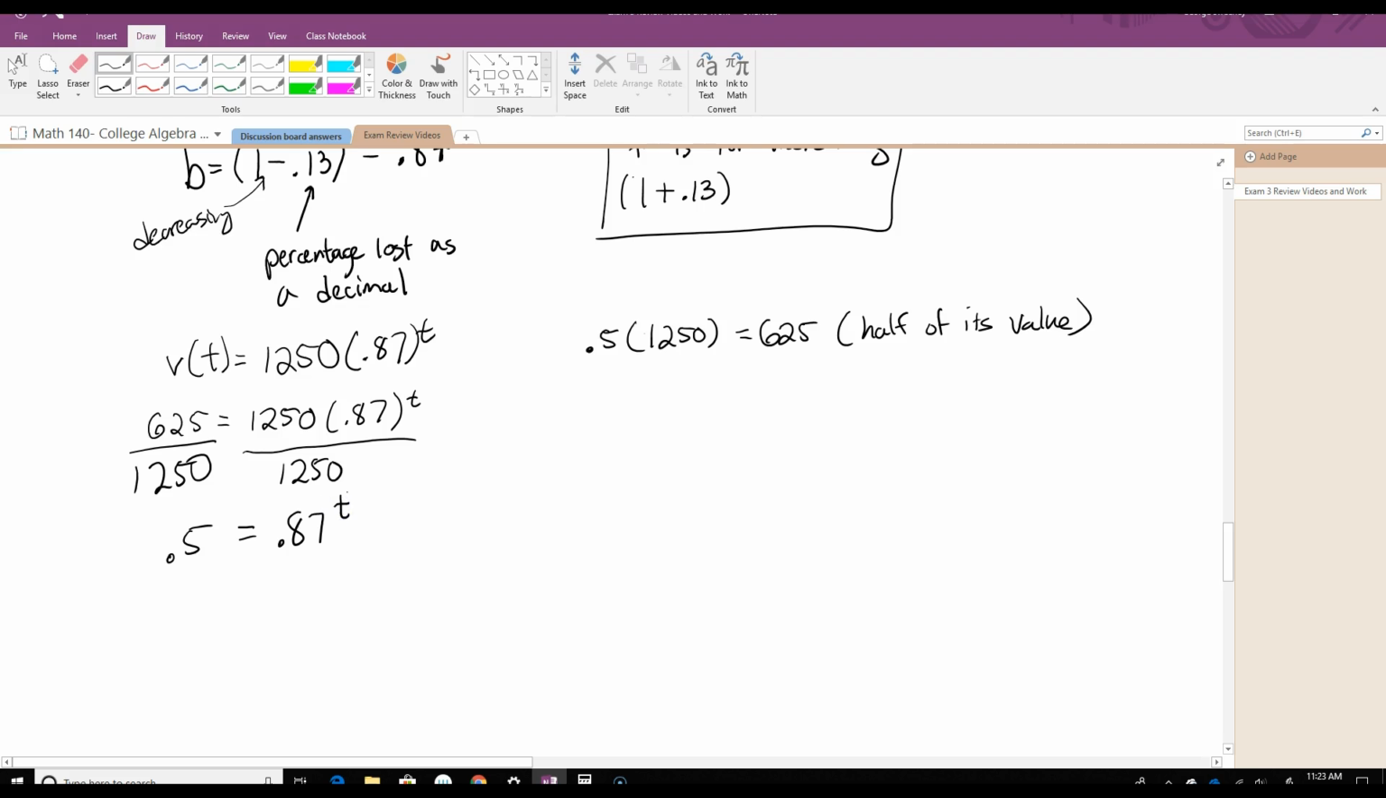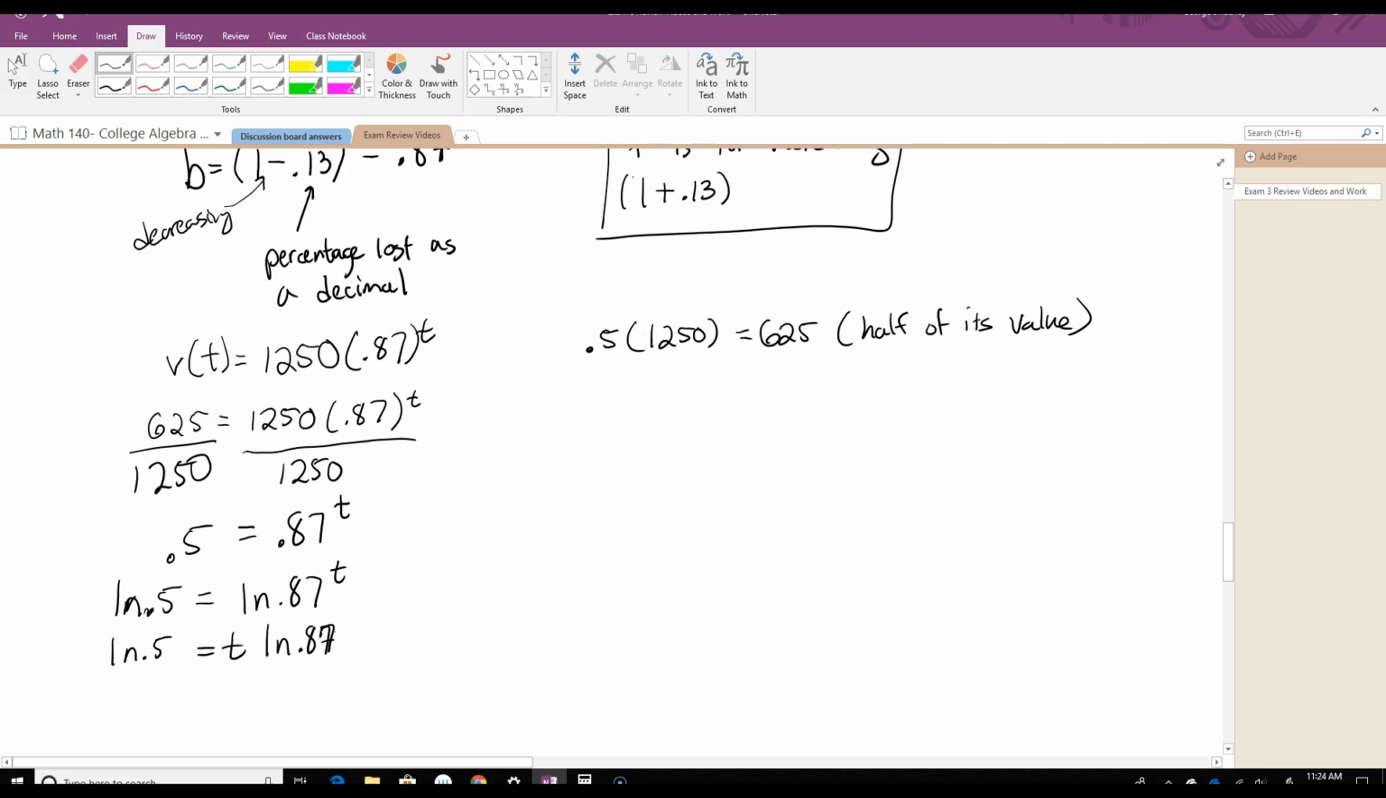Now that I've got 0.5 equals 0.87 to the t, what I'm going to have to do is take the natural log of both sides. You can also take the logarithm. So I'm going to take the natural log of 0.5, which is going to equal the natural log of 0.87 to the t. Using our rules of logarithms, that gives me the natural log of 0.5 equals t times the natural log of 0.87.